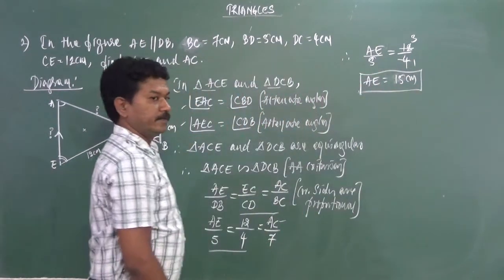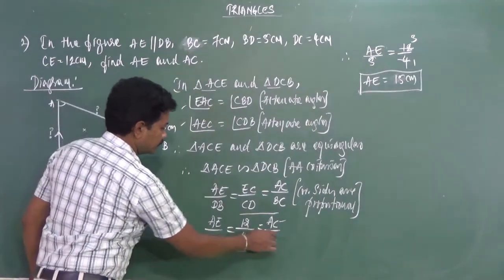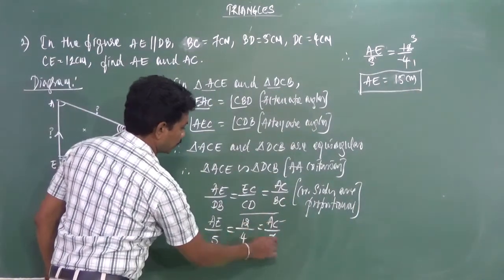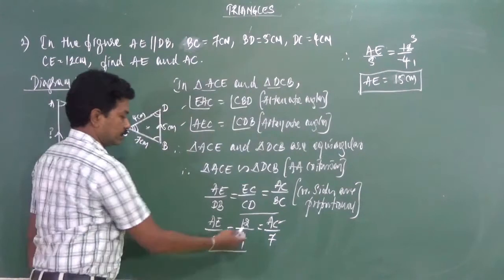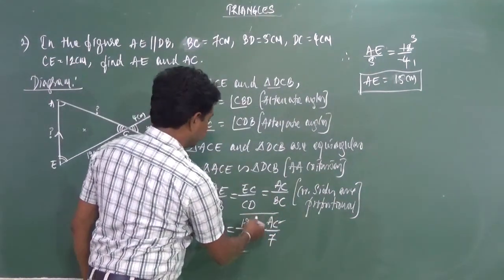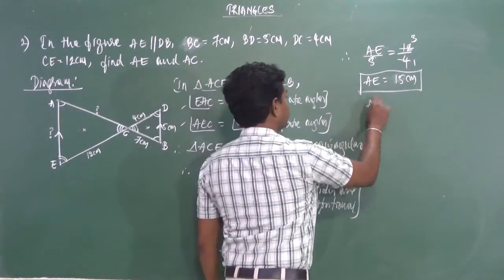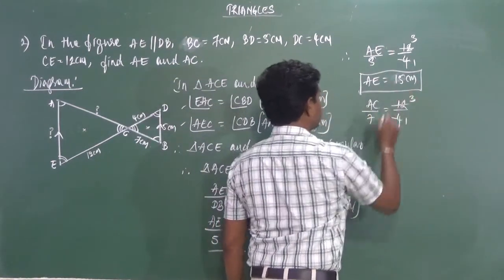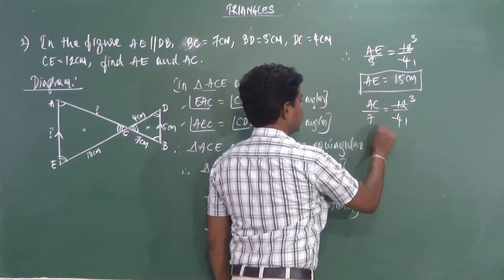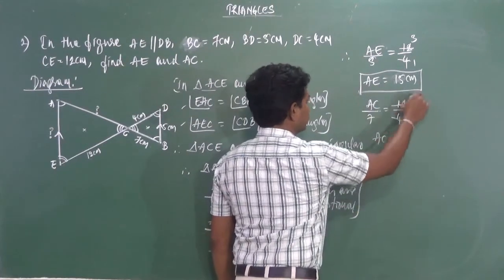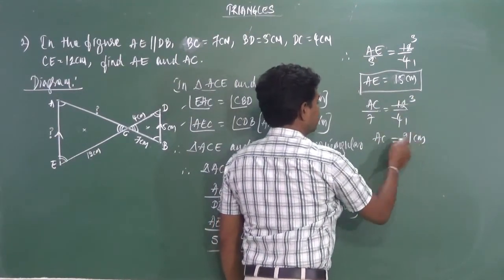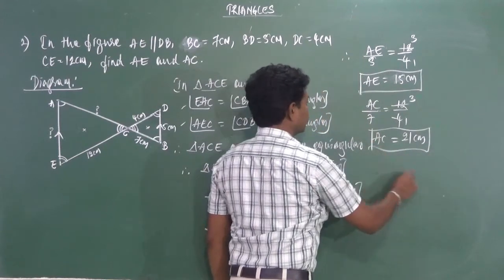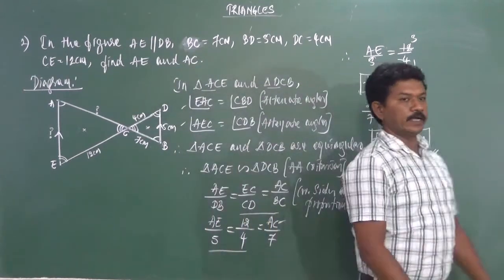That is 15 centimeters. Now equate these two once again, because out of 4 elements you have one element as unknown. You can just equate these two. So AC by 7 is equal to 12 by 4. 4 ones are 4, 3 side goes. So AC into 1, AC is equal to 7 3s are 21 centimeters. So length of AC is 21 centimeters.